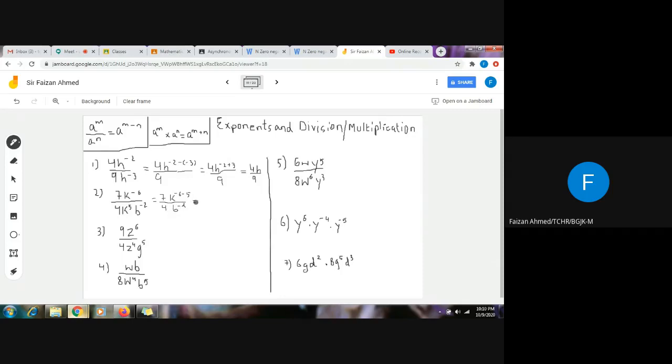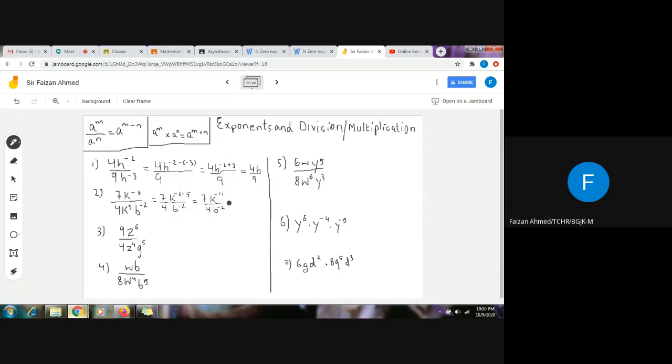On simplification, minus 6 and minus 5 will be minus 11. So this will be 7k to the power minus 11, and it will be 4b to the power minus 2. It is recommended that you should leave your answer with a positive exponent.